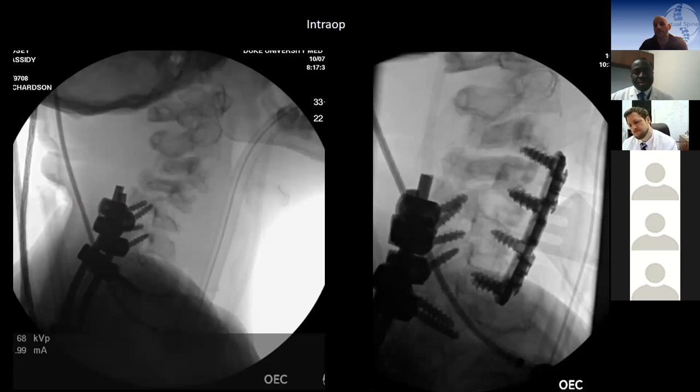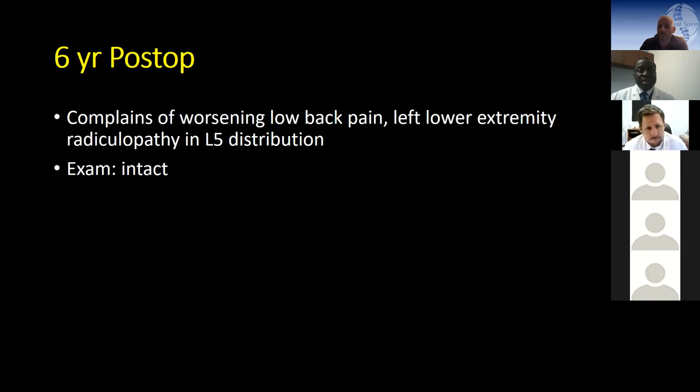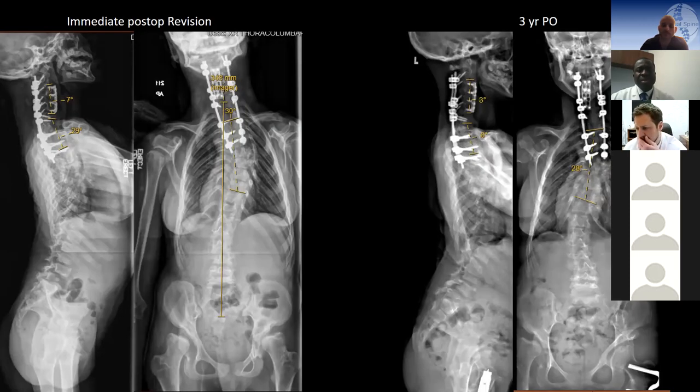You can see that a three-level ACDF was performed combined with extension of the instrumentation to C2, which was able to correct the deformity. Immediate post-op, her shoulders were a little bit off balance, but over time she was able to balance very well. So it looks like a fairly reasonable correction, which so far has held up to now, almost 6 or 7 years post-op. She hasn't had any more cervical issues.